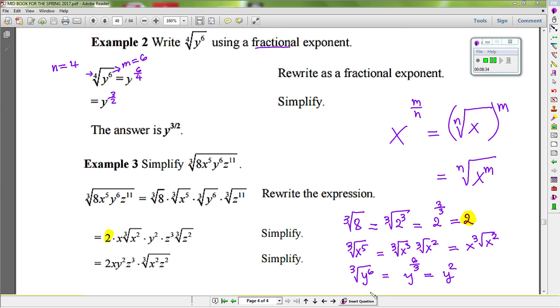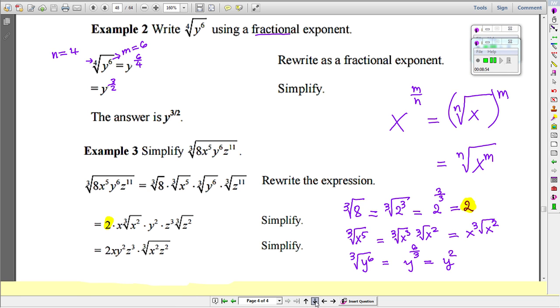And the next one, z to the power, okay, I run out of space. Let me see if I can find somewhere to write it down for you. So let me just keep going.